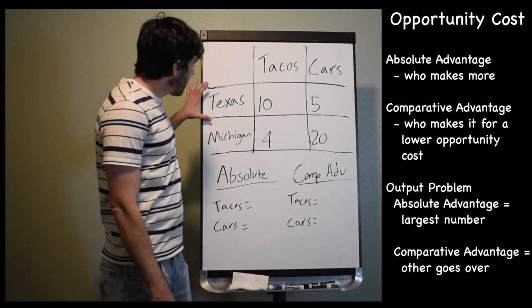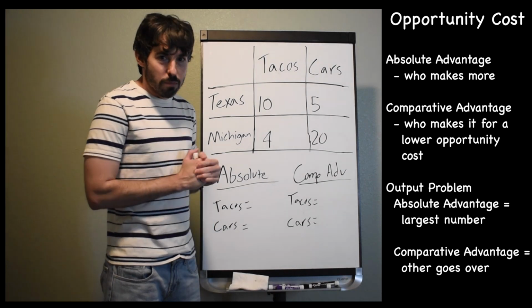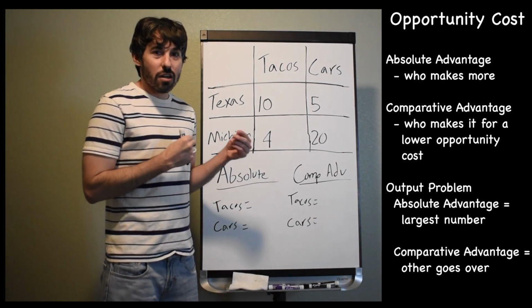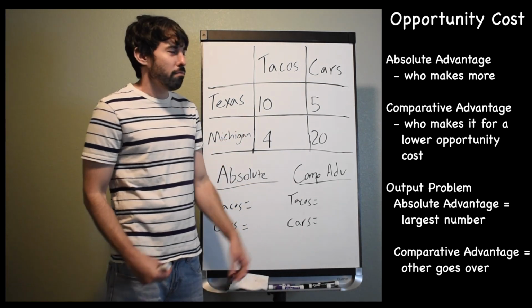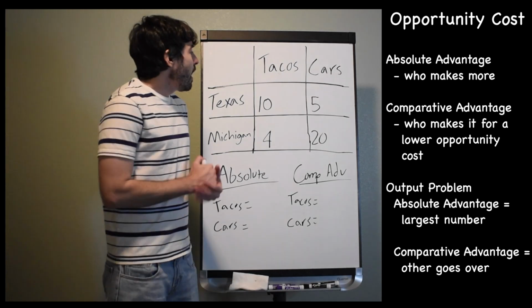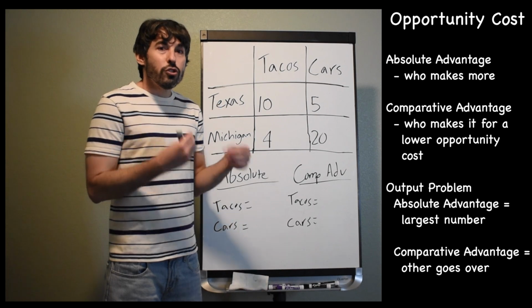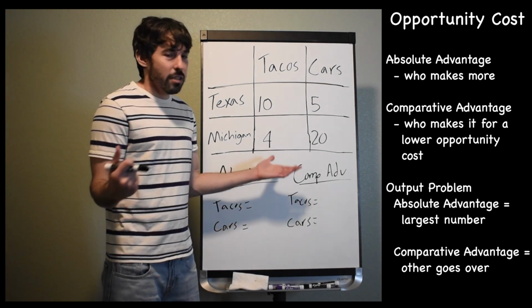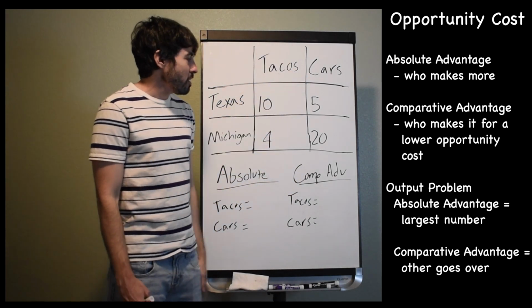And so if we've got Texas and Michigan, and we're making tacos and cars, this is an output problem. You can tell that it's an output problem because it doesn't talk about how many inputs it takes to produce each good. I'll explain that on the next part of the video. And also, it just straight up says that this is what they can produce. Usually when you get to an output problem, like on the AP test or something, it's going to say, using equal resources, Texas and Michigan can make so many cars and tacos.